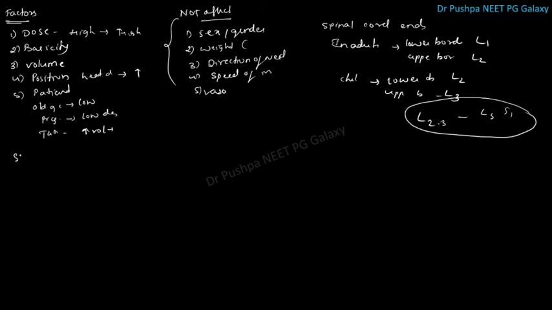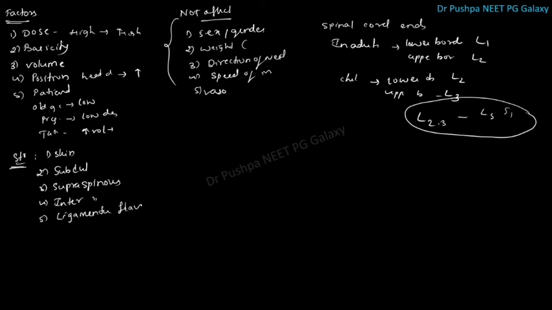What are the structures that are punctured during spinal anesthesia? First is the skin, subcutaneous tissue, supraspinous ligament, interspinous ligament, ligamentum flavum, dura mater, and arachnoid. So it is subarachnoid.